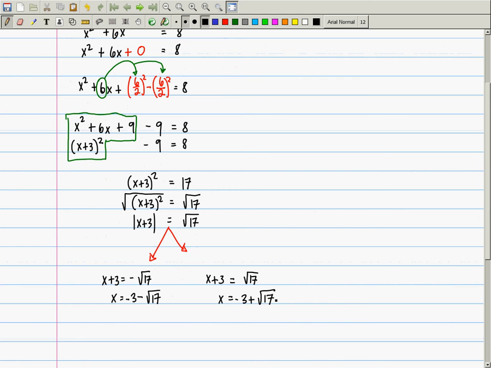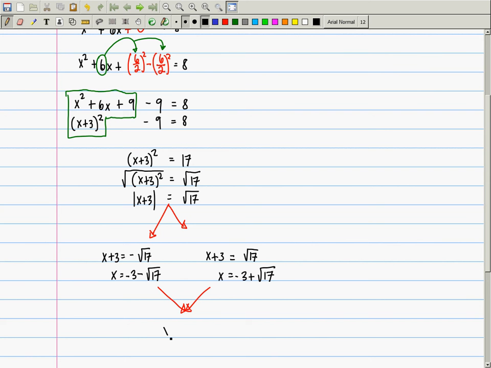So two possibilities. I don't personally mind if you write these two possibilities like so: x is negative 3 plus or minus the square root of 17. That symbol right there is read plus or minus. But I don't typically use that symbol because I find that it causes confusion among students. According to appearances, this appears to be one equation, but it actually is two different equations.